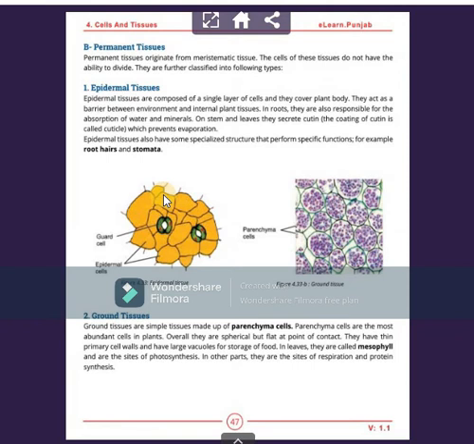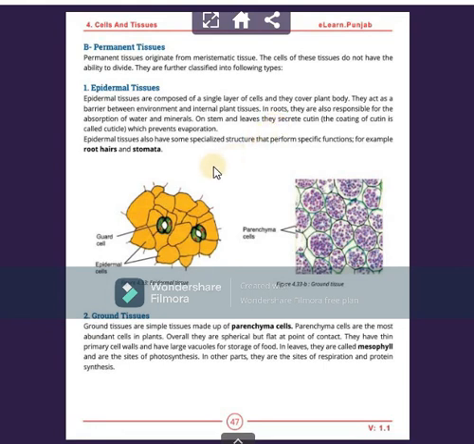Then the permanent tissues. Permanent tissue is classified further into different types. The first one is the epidermal tissue. Epidermal tissues are single layered. They act as a barrier between the environment and internal plant tissues. In roots, they are responsible for the absorption of water and minerals. On stem and leaves, they secrete cutin, which prevents evaporation.